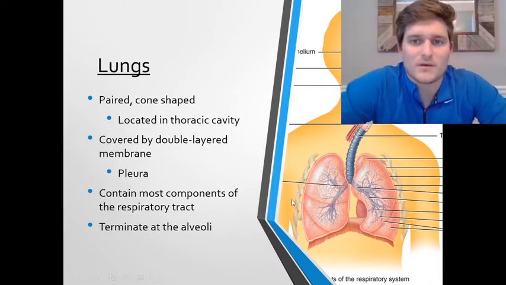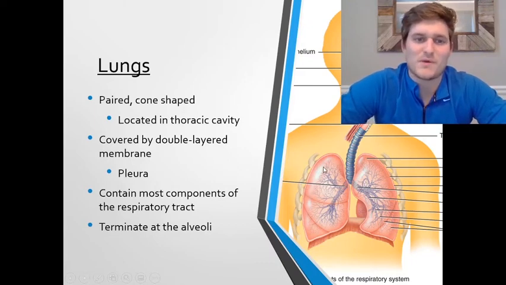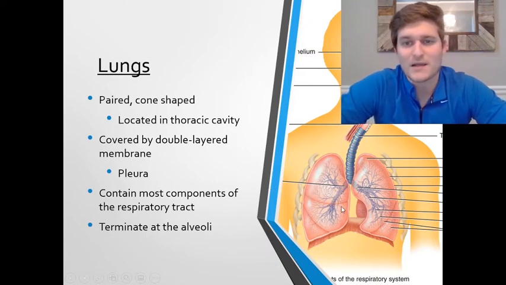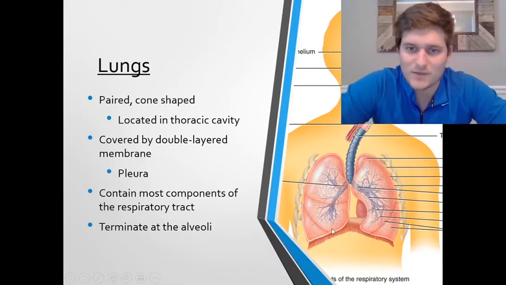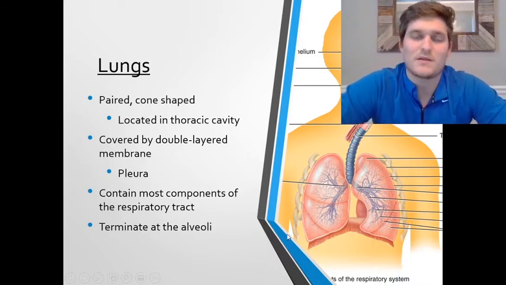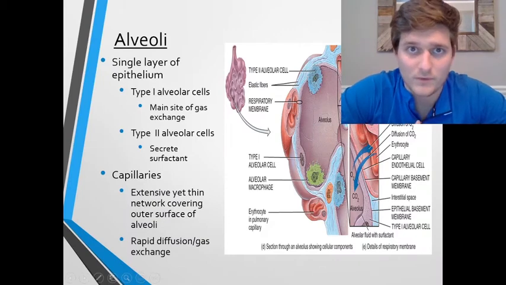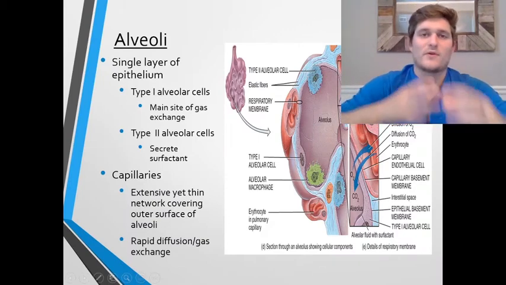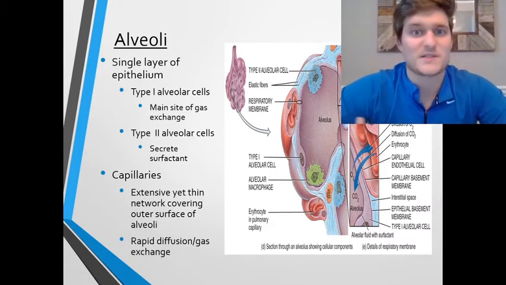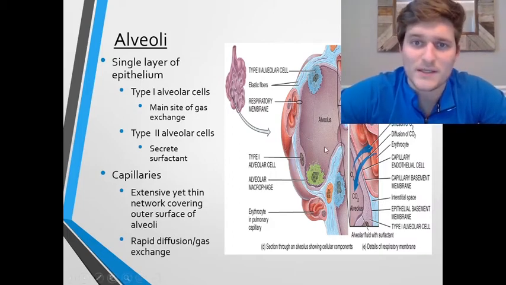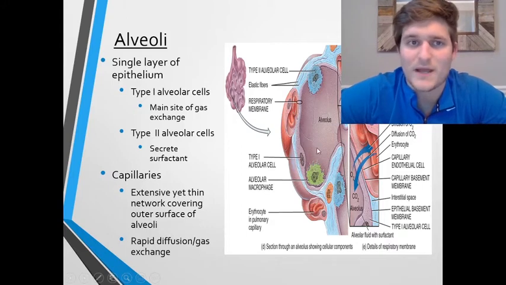And so, our lungs are going to contain most of those air pathways, most of the components of the respiratory tract, and the final destination of air will be in those alveoli, which are these little sacs of tissue and cells located all throughout the lungs. Air is going to travel all throughout the respiratory tract, from the nose and mouth, through the trachea, through the bronchi, the bronchioles, the respiratory bronchioles, and eventually wind up at these sacs called alveoli.